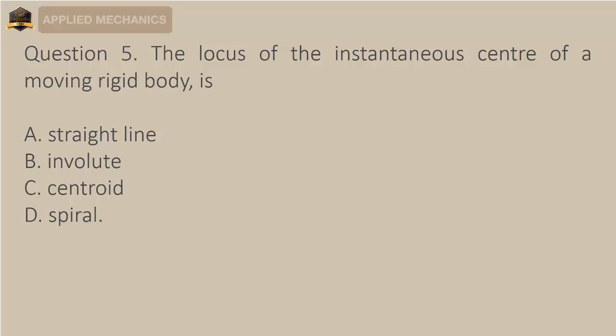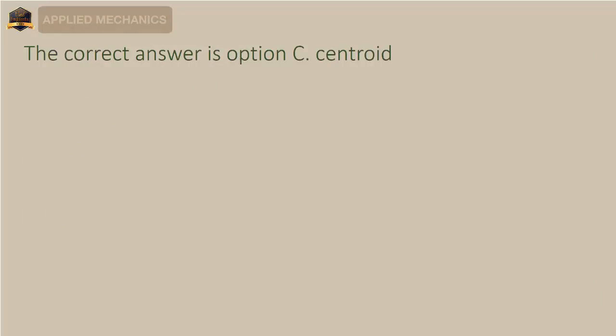Question 5. The locus of the instantaneous center of a moving rigid body is: a. straight line. b. involute. c. centroid. d. spiral. The correct answer is option C. Centroid.